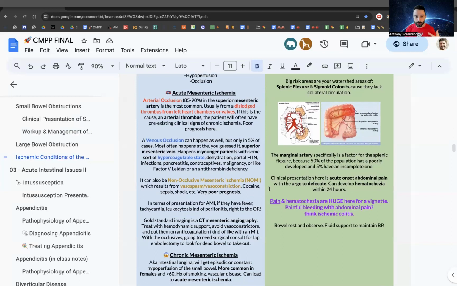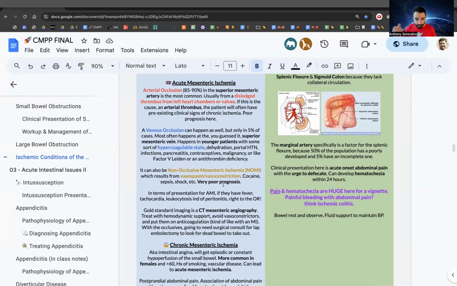One is arterial occlusion, okay? 85 to 90% of the time, it's going to be arterial. It's going to be in the SMA, and it's usually from a dislodged thrombus from left heart chambers or valves. So AFib, okay? Poor prognosis here. I think most of these do, but poor prognosis.